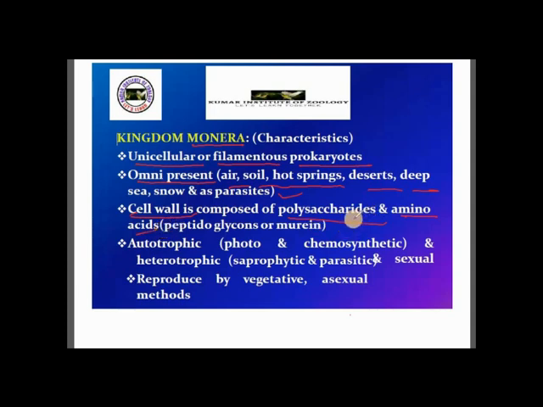So N-acetyl muramic acid, N-acetyl glucosamine, peptidoglycan layers. This type of cell wall is present in the Monera. Some are autotrophic, photoautotrophic or chemosynthetic organisms, and some are heterotrophic in nature, saprophytic, parasitic. Sexual reproduction is present in these organisms, and asexual reproduction is also present.